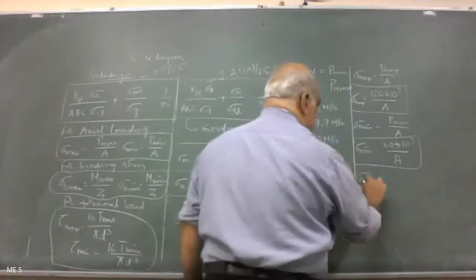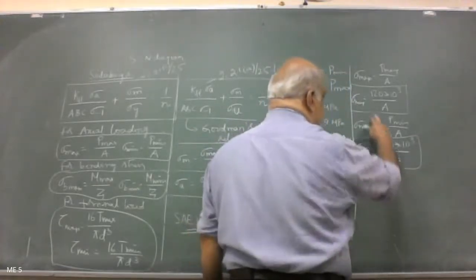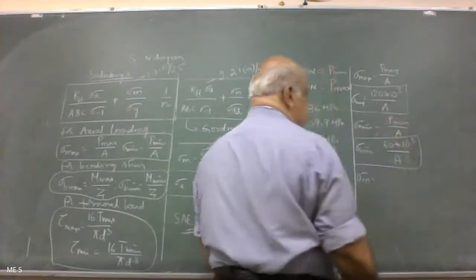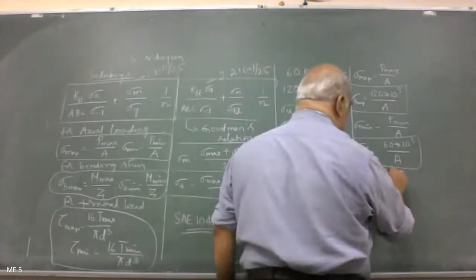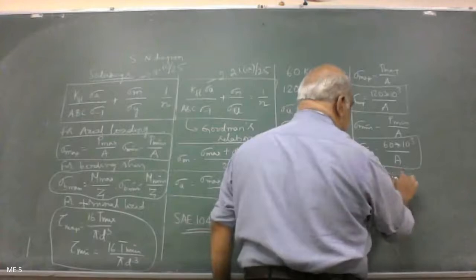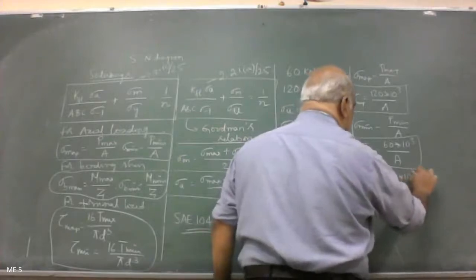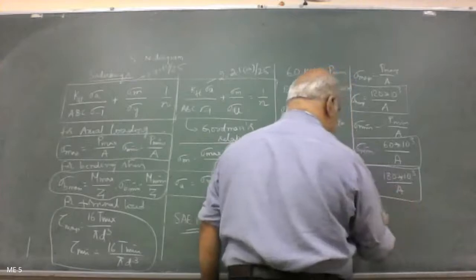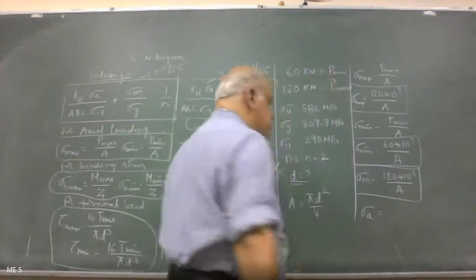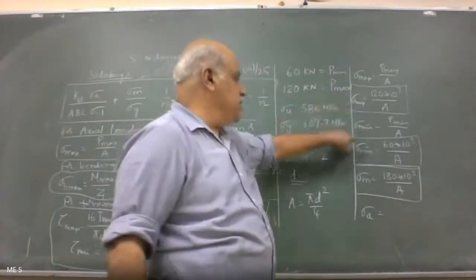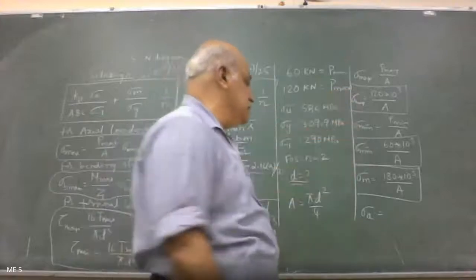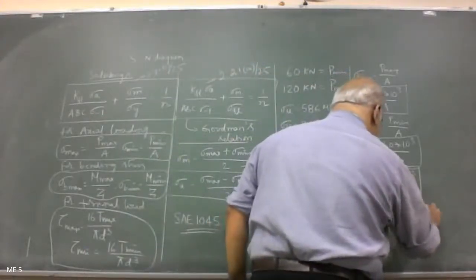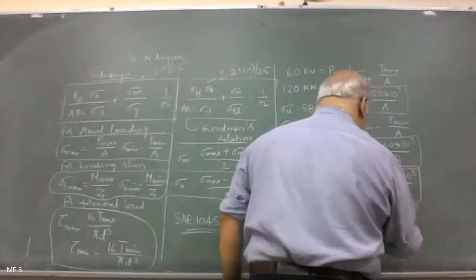Find out mean. Sigma mean will be sigma max plus sigma minimum by 2. That is 120 plus 60. How much is it going to be? 180 into 10 power 3 divided by A. Stress amplitude will be sigma max minus sigma minimum by 2, that is 120 minus 60 by 2. That's going to be 30 into 10 power 3 divided by area of cross section.